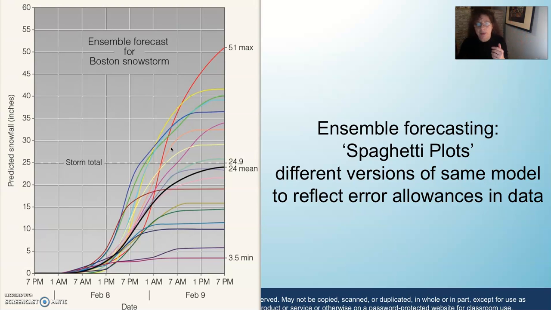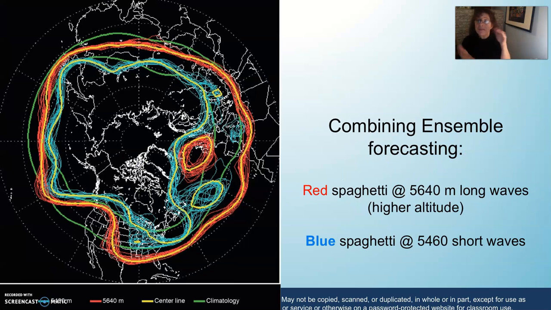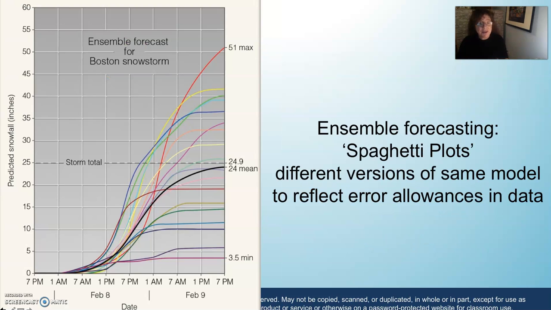It allows for that error. And then it comes up and you decide which one you're going to go with. Generally, you go with the median or the mean right in here. All right. And you say you could have anywhere from 3 inches to 51 inches, but we're probably going to get 24. And you hear that all the time.